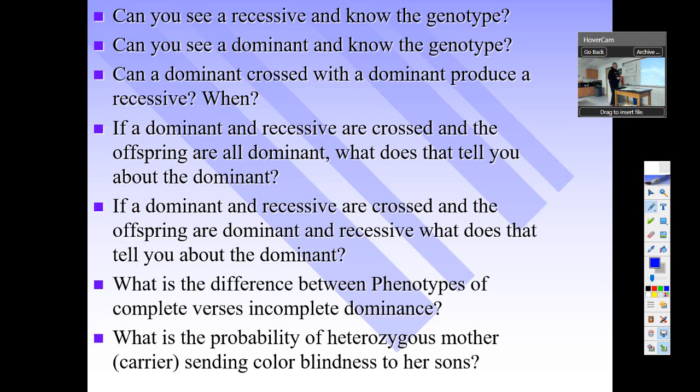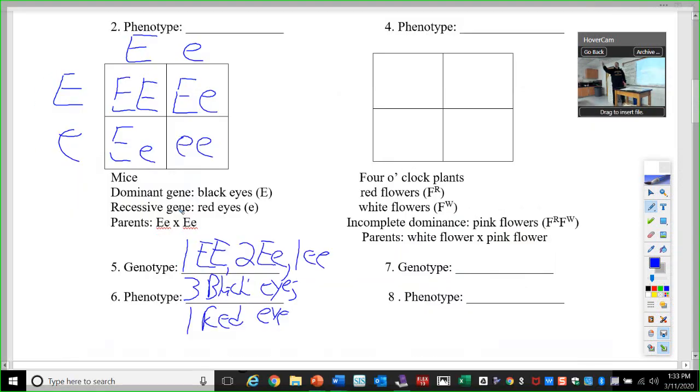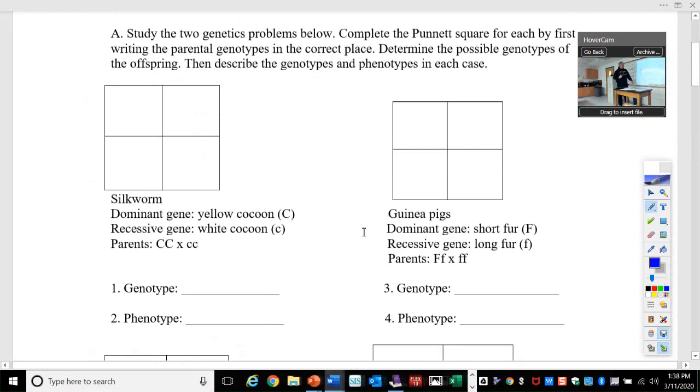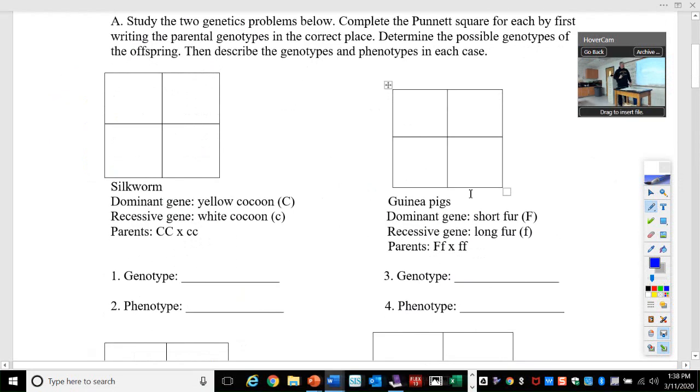This is kind of a follow-up. If a dominant and a recessive are crossed, and the offspring are all dominant and recessive, what does that tell you about the dominant parent? That parent was, say it louder, heterozygous. Very good. Like this one. You have a small pool of answers, but a whole bunch of questions. We're going to ask them from several different angles, and we want you to be able to apply that.